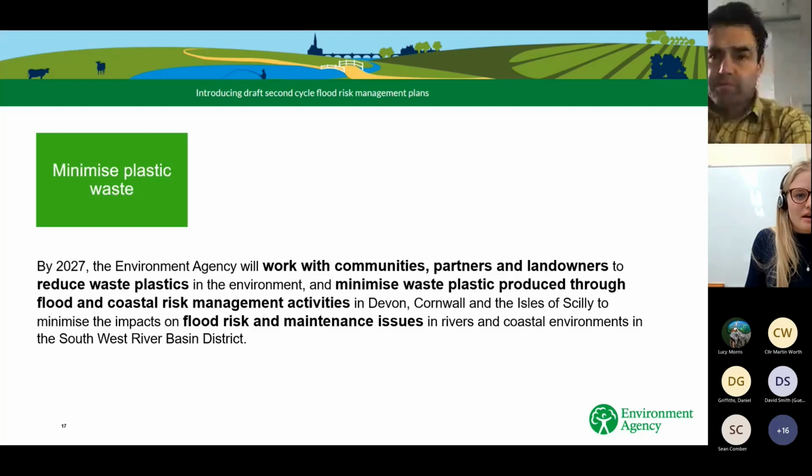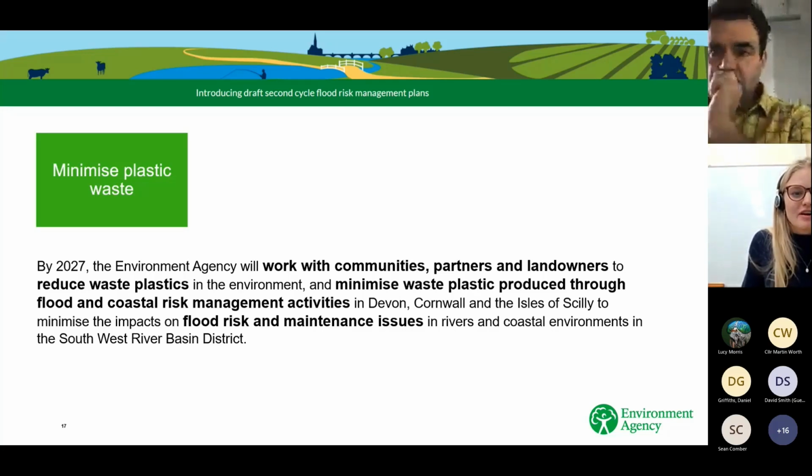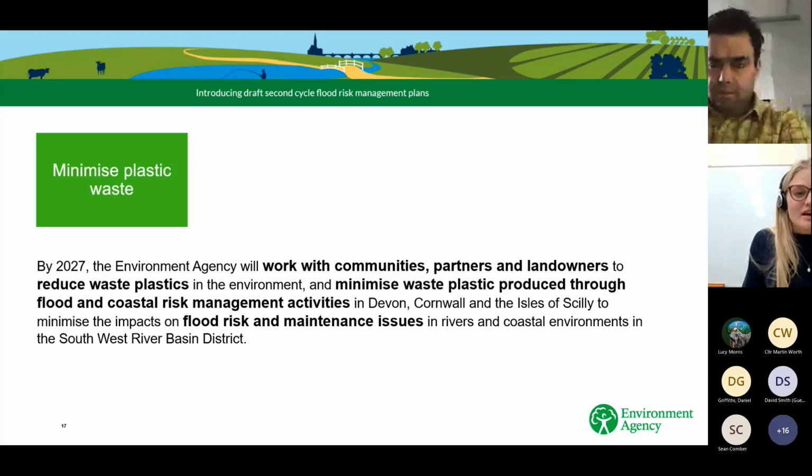And then here we've got one of our plastic measures. As this is a flood risk management plan, it needs to be associated with reducing flood risk. So this measure is all about reducing our plastic waste and minimising plastic waste produced through flood and coastal erosion risk management activities, to reduce the impacts of both flooding and plastics that block assets, which can increase flood risk as well.